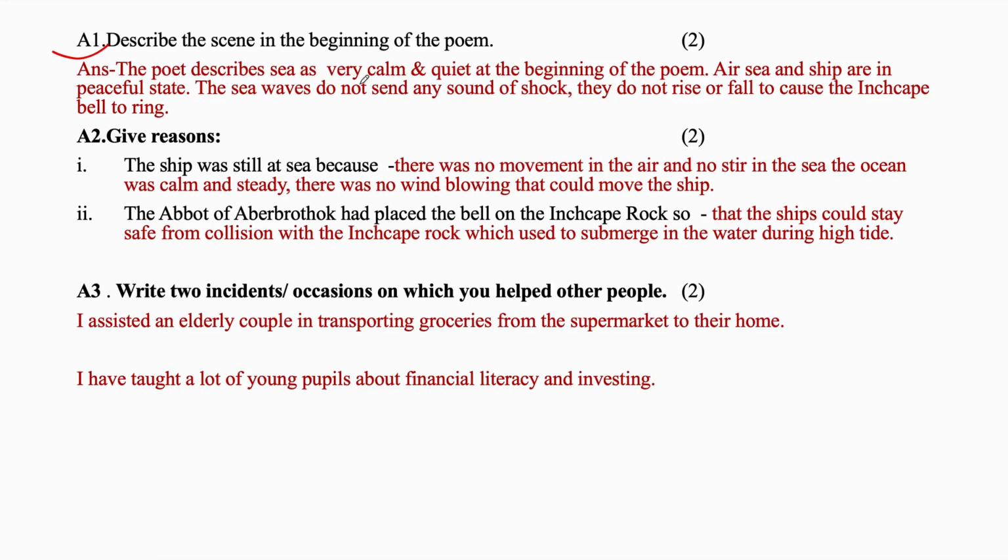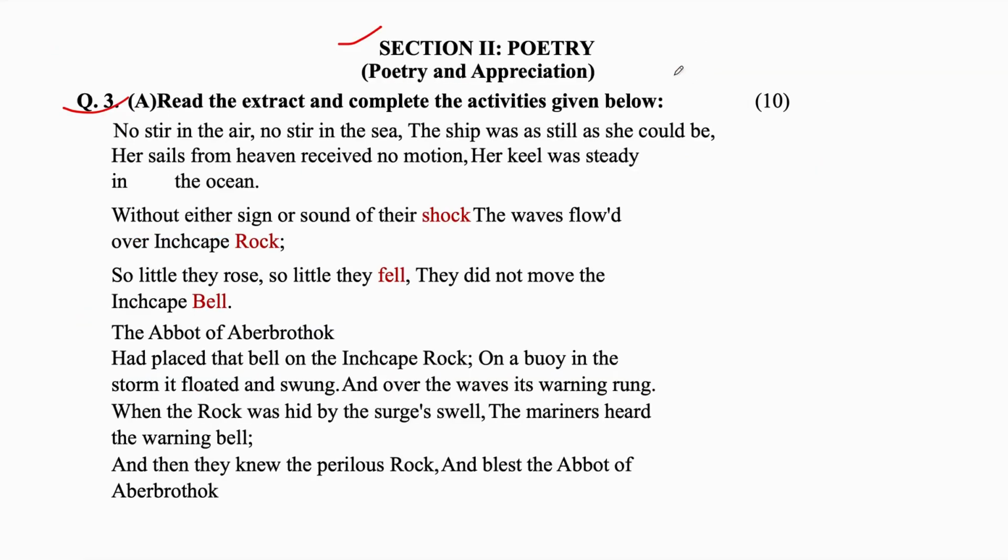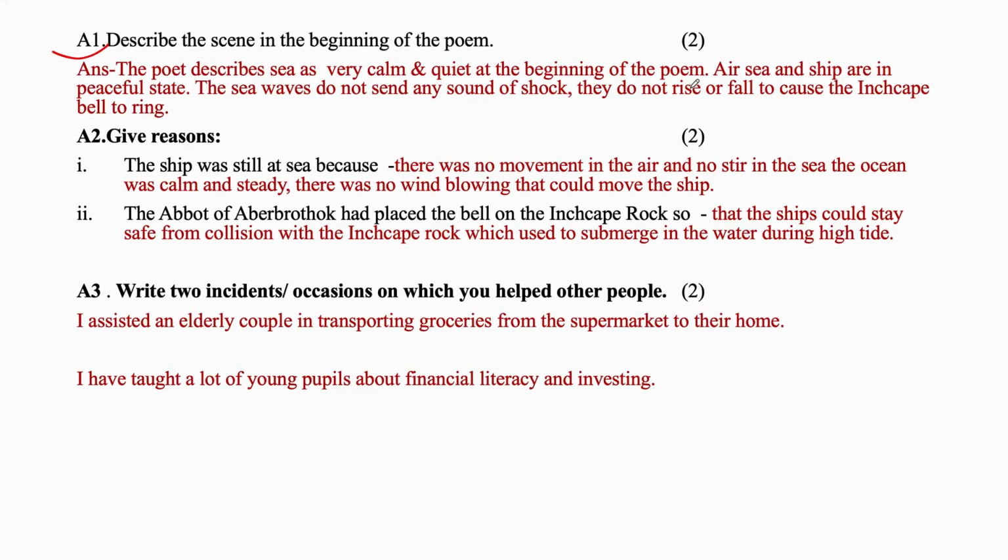The poet describes the sea as very calm and quiet at the beginning of the poem, because we can read: no stir in the air, no stir in the sea. The ship was as still as she could be. Still means ठहराव, there was no air, no movement there. Air, sea and ship, all the three things are in a peaceful state. That means there is no sound, no aggression, no movement in the sea.